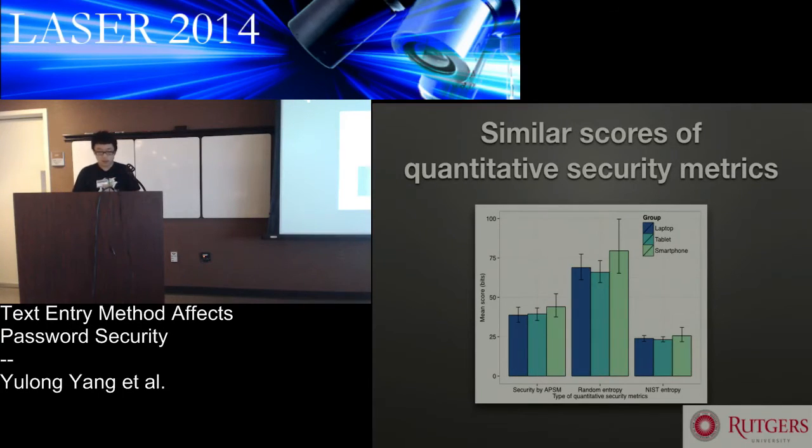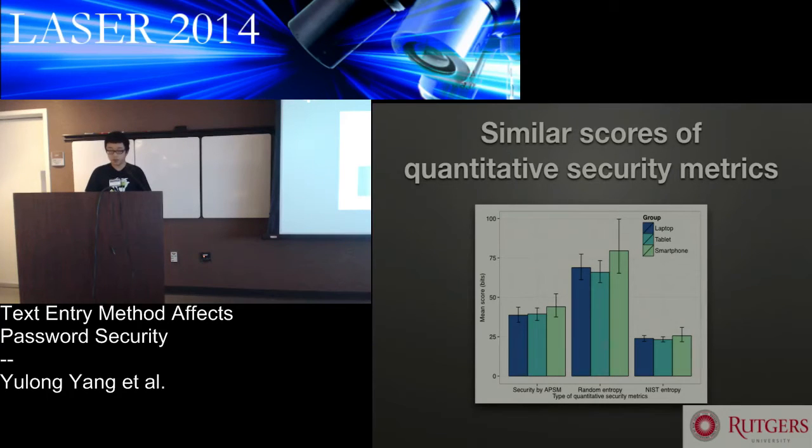All right. So now we look at the quantitative security metrics across the groups. From the graph, you see they are similar across the groups. And we performed again the one-way ANOVA test, and the test results showed there were no statistically significant difference across the groups. So this is actually different from what we thought.